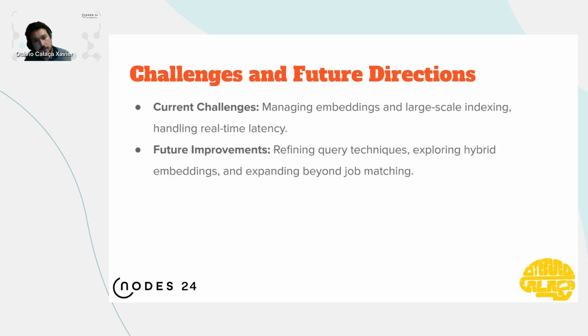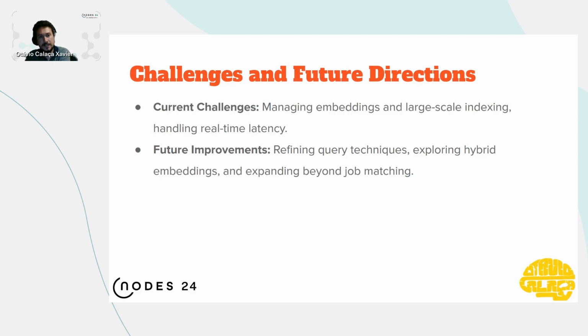So for the future, what can we do? Firstly, we can refine this query technique, mainly to explore hybrid embeddings. And when I say hybrid, it is because now I am using just textual embeddings, but I can also use graph embeddings, like graph neural network generated embeddings. And it's not being performed in this example. And also expand this to something other than just job matching.